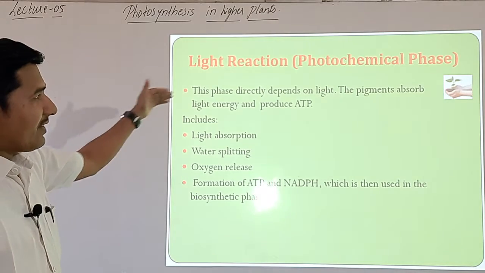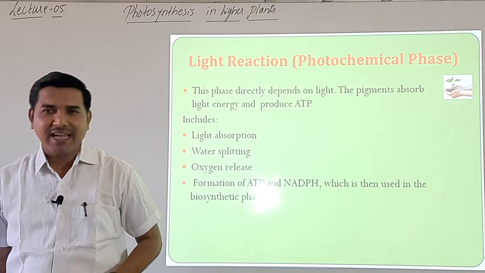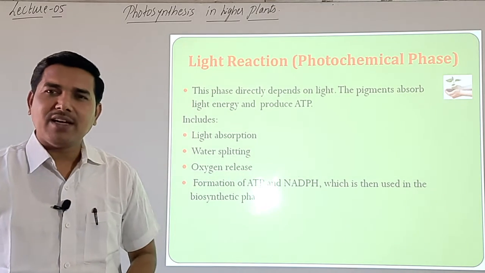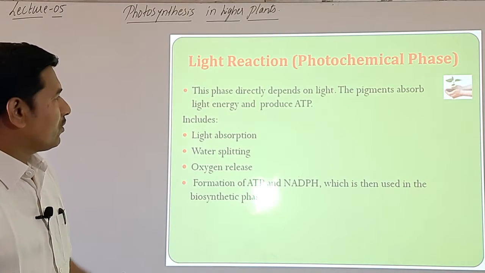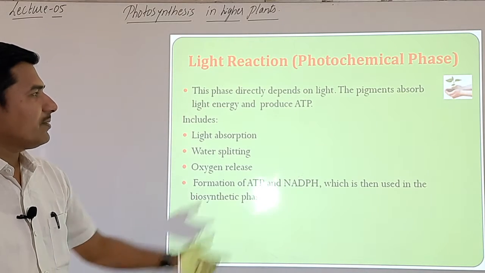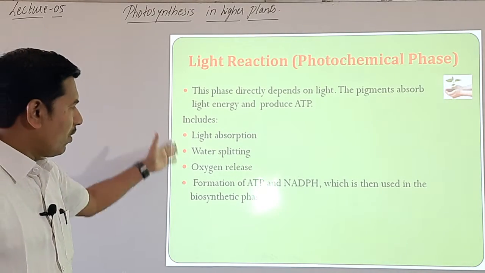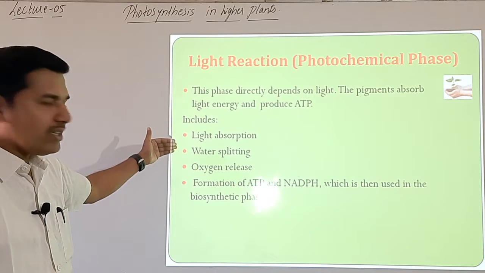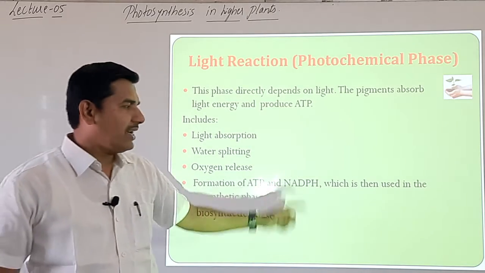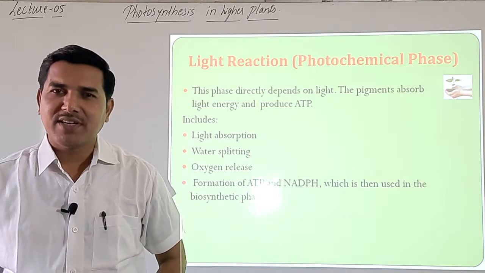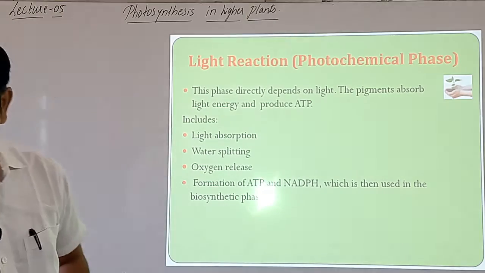Okay. So, the light reactions are also called the photochemical phase. Why is it called a photochemical phase? Photo means light. In presence of the light, with the use of some chemicals, how the organic compounds are synthesized. So, this phase directly depends on the light. The pigment absorbs light energy and produces ATP. That includes all of this: light absorption by the plants, splitting up of water, which we call water splitting, oxygen release, formation of ATP and NADPH, which we have studied in our previous session, how energy is produced during non-cyclic photophosphorylation.